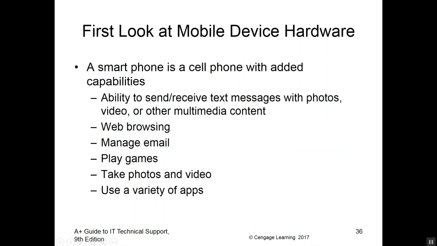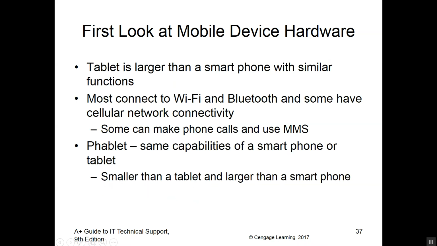Now, a smartphone is a cell phone with added capabilities. It has the ability to send and receive text messages with photos, videos, and other multimedia content, do web browsing, manage email, play games, and take photos and video. It uses a variety of applications. Now, a tablet is larger than a smartphone with similar functions. Most connect to Wi-Fi and Bluetooth, and some have cellular network connectivity. Some can make phone calls and use MMS. A phablet has some capabilities of a smartphone or tablet.